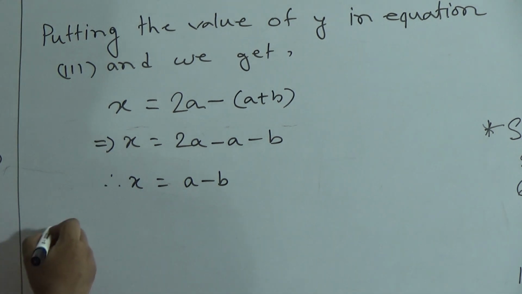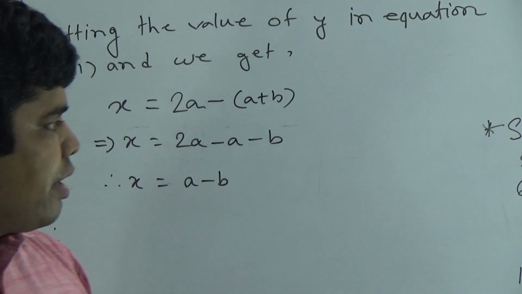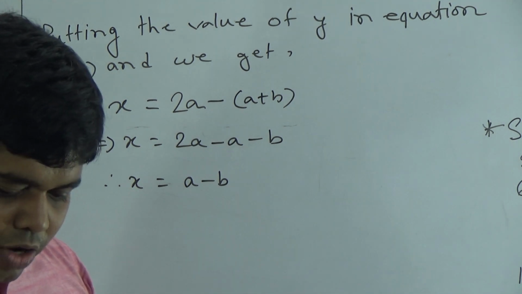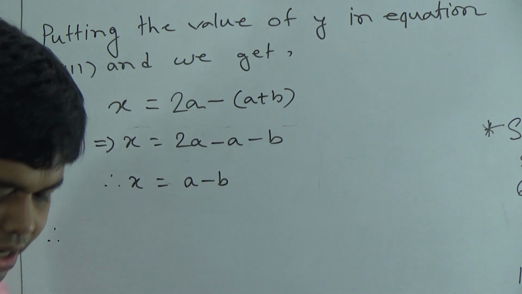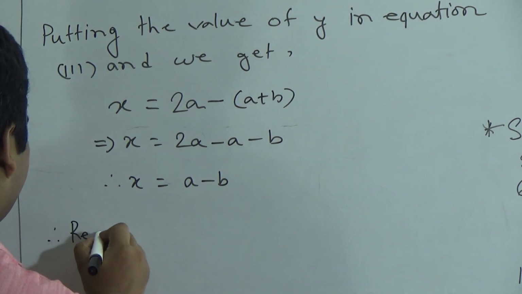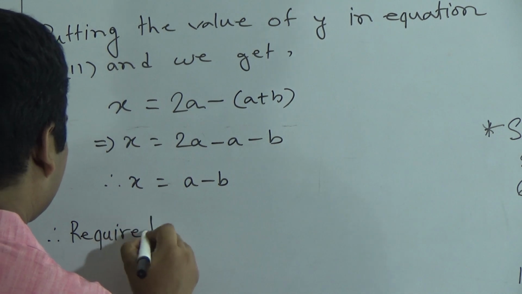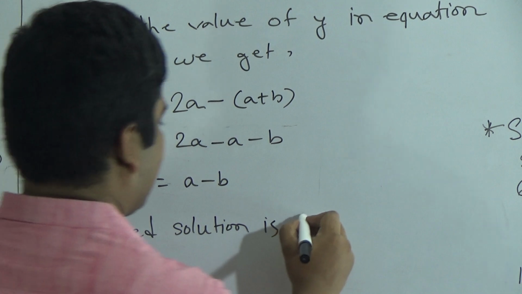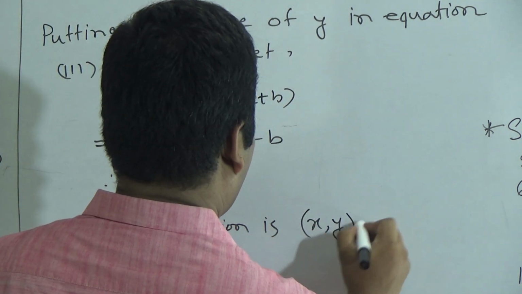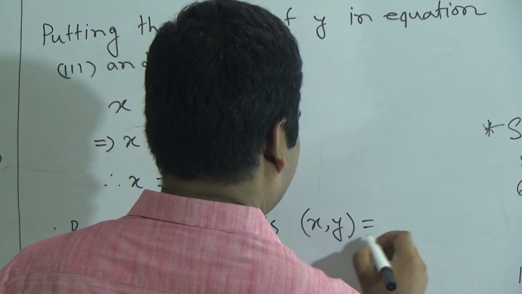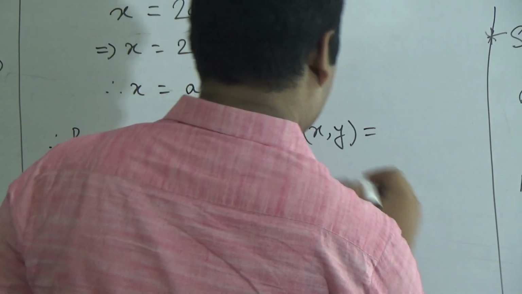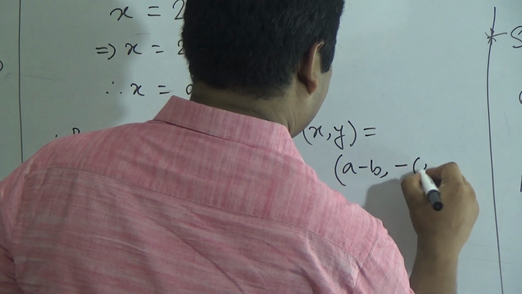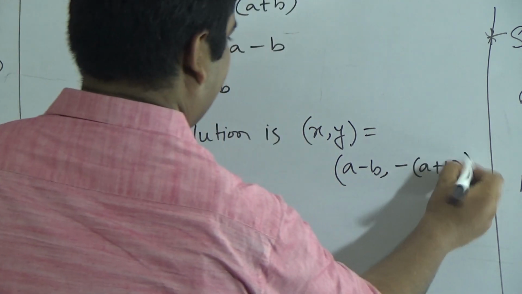Now we write the solution of this math. The required solution is x comma y equals a minus b, minus a plus b.